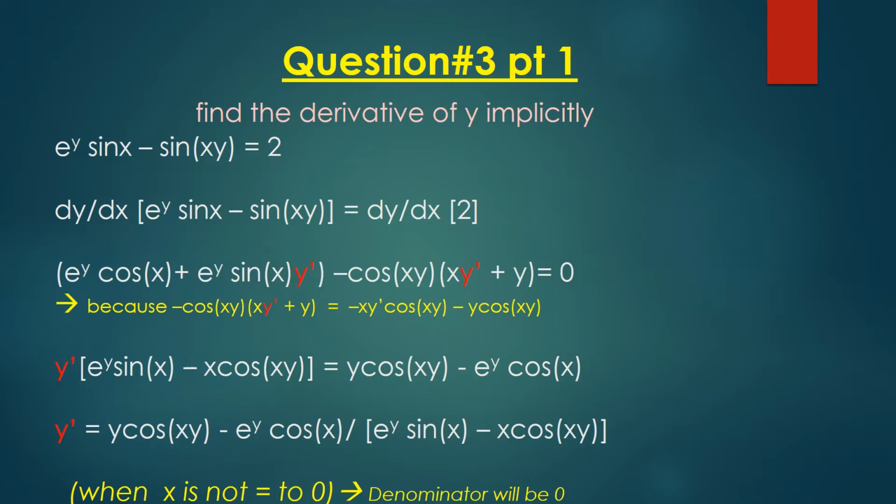And you'll solve for y prime by dividing both sides by e to the power y sine x minus x cosine xy. And you might want to notice that x cannot be 0 because sine of 0 is equal to 0, and 0 times cosine of anything is equal to 0.